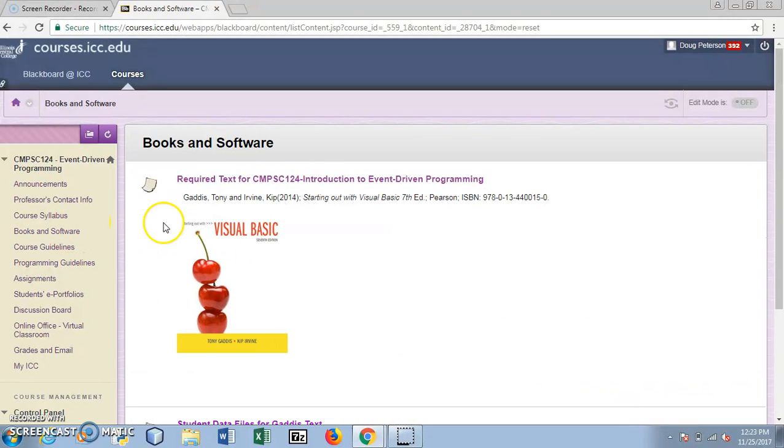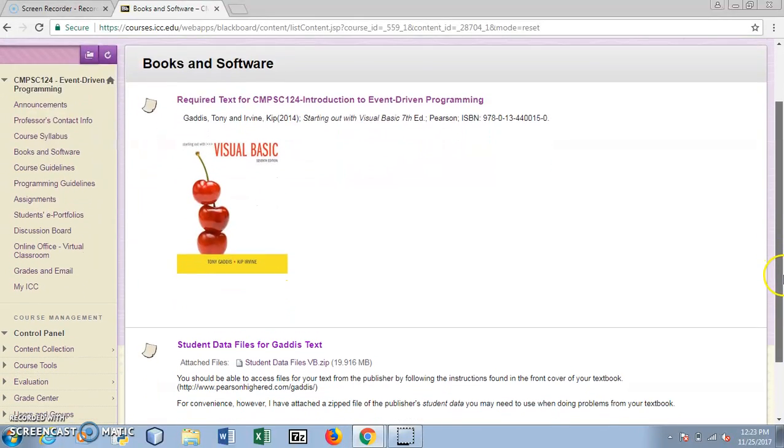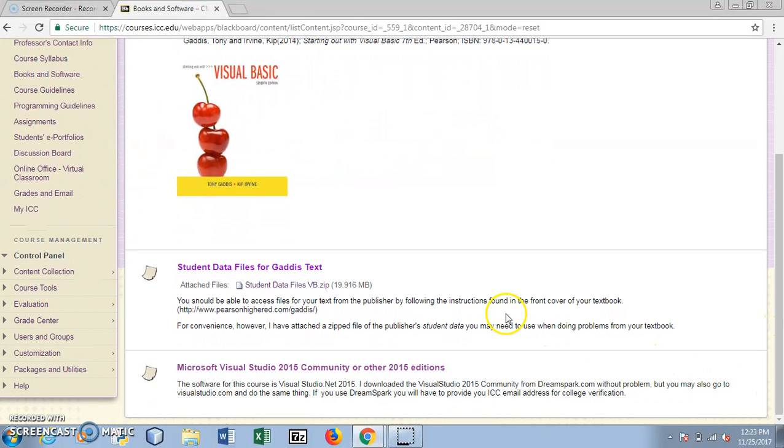The book and the software, this is what your book should look like, okay? It's the 7th edition of the Gaddis book, starting out with Visual Basic. And I've given you the data files. You probably won't need them. And you need to have access to the latest version. I got 2015 here. I don't know if 2016 is out there. If it is, that's fine.